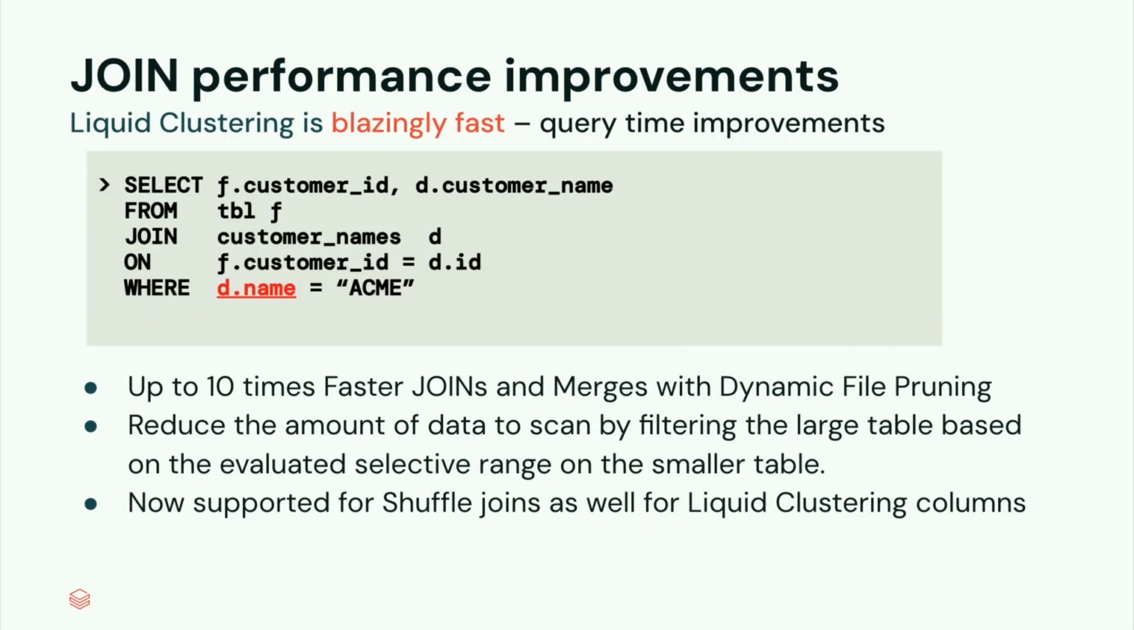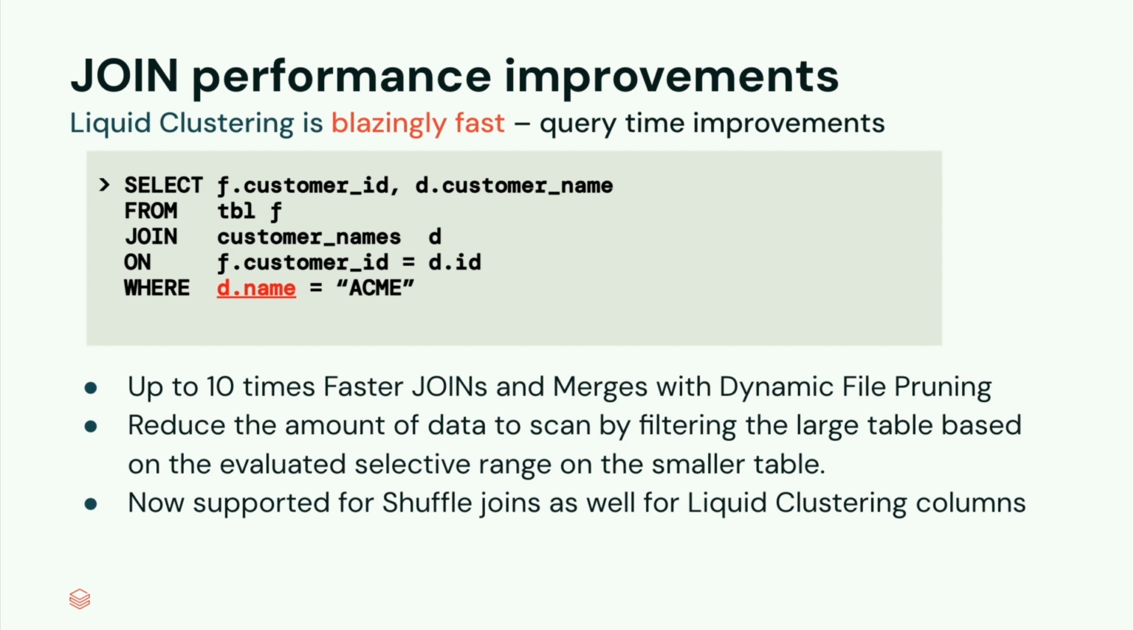Similarly, we've improved join performance as well with liquid clustering. This is a common pattern where you have a fact table that's very large, and you have a dimension table that's smaller, and you might have a filter on the dimension table, but not on the fact table. So what we do here is we have a technique called dynamic file pruning, where we're able to figure out what files don't match the condition of the dimension table on the fact table side, and we're able to reduce the files to read for the query.